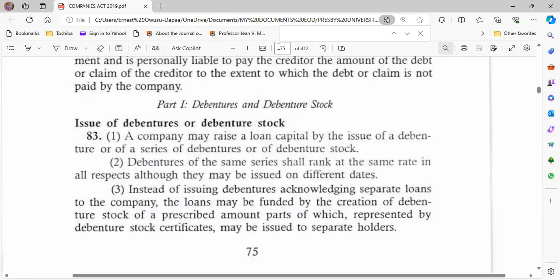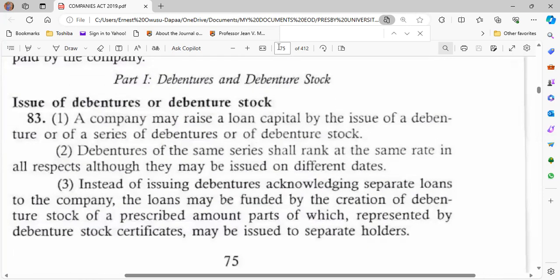Good. So we want to know how the company may give out, that is, issue debentures or debenture stock. So Section 83(1) is quite instructive, that a company may raise a loan capital by the issue of a debenture or of a series of debentures or debenture stock.